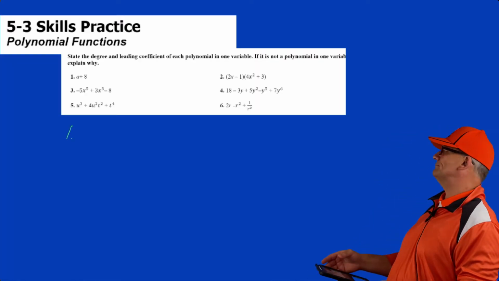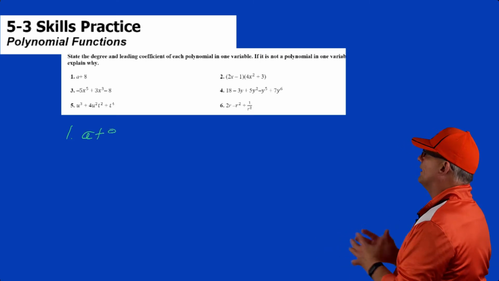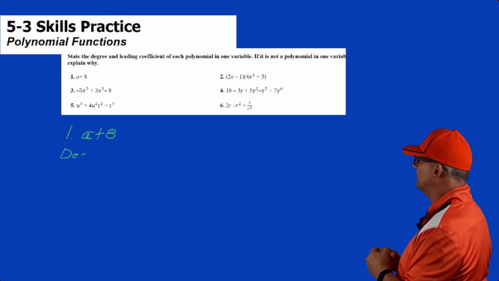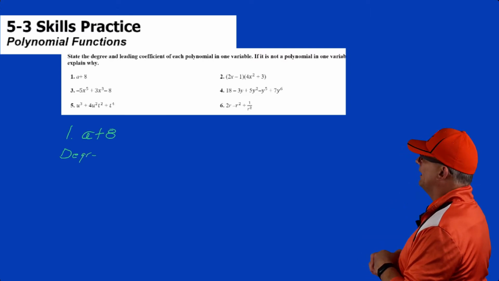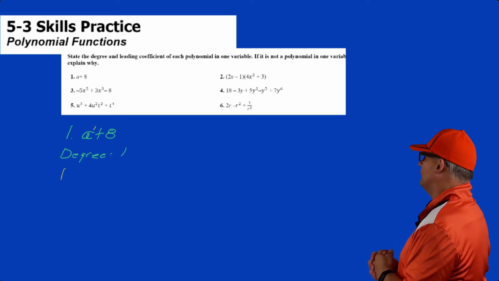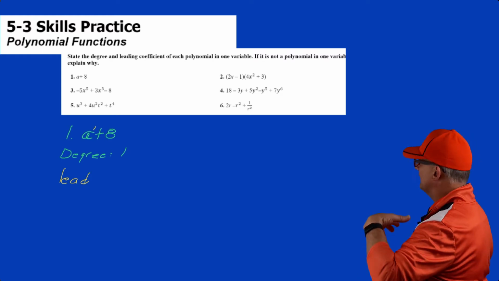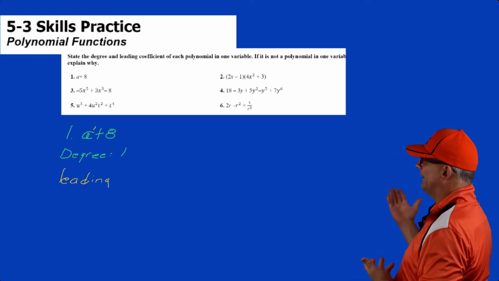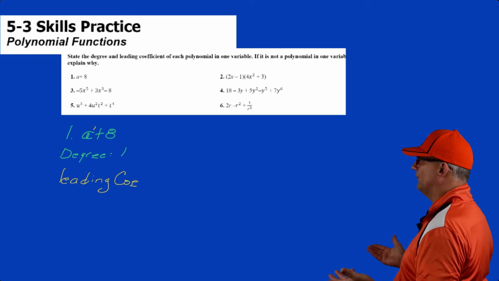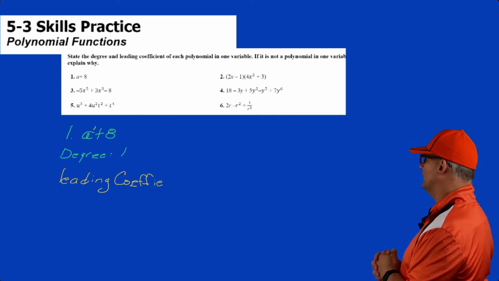All right, so look at number 1 here. Right now, all they want us to do is come up with some basic properties for these. So they want what? The leading coefficient in one variable and explain if it is not a polynomial. So the first one, of course, is a polynomial. The degree is 1, right? The leading coefficient is 1. Now, we all know at this point in our lives that if there's no value in front of the variable, it's 1, right? So, leading coefficient is 1, the degree is 1.